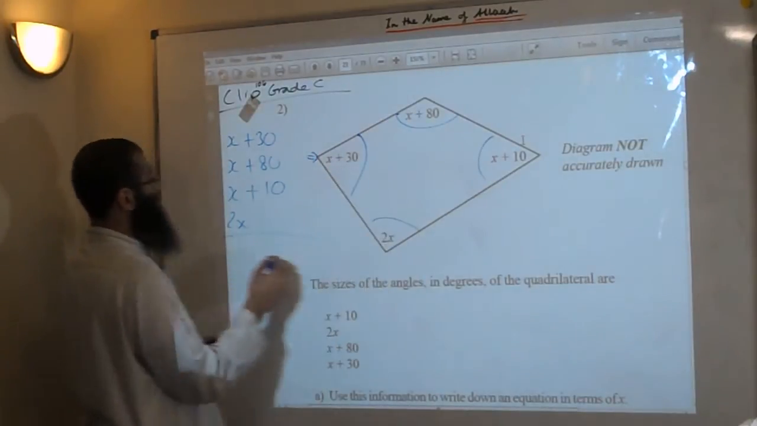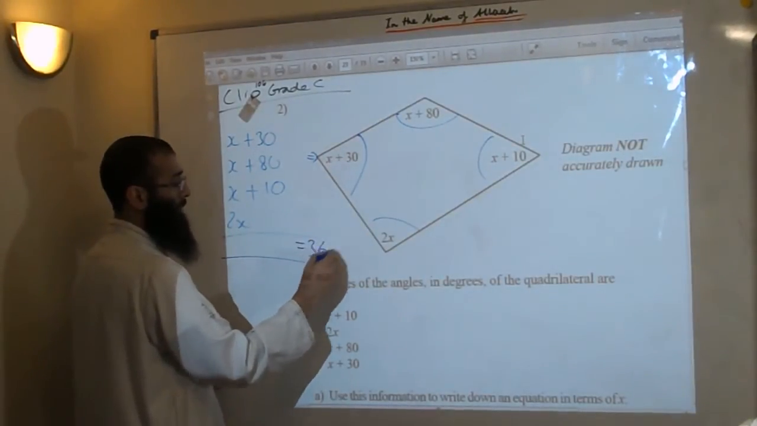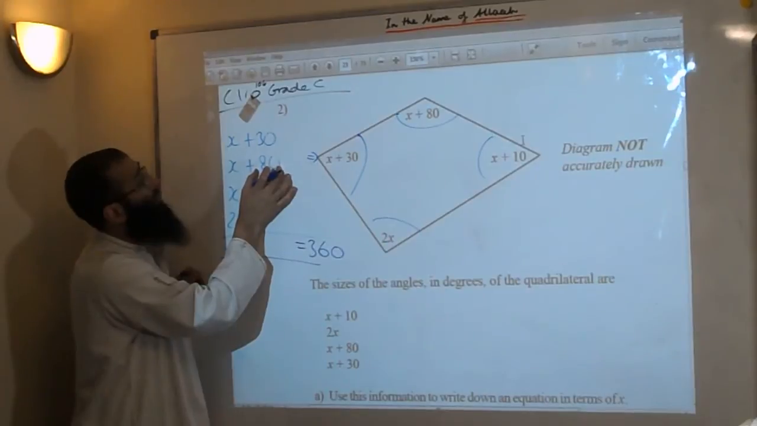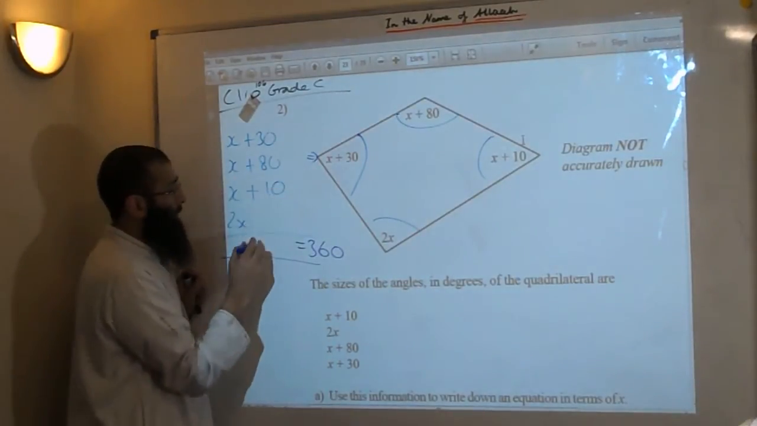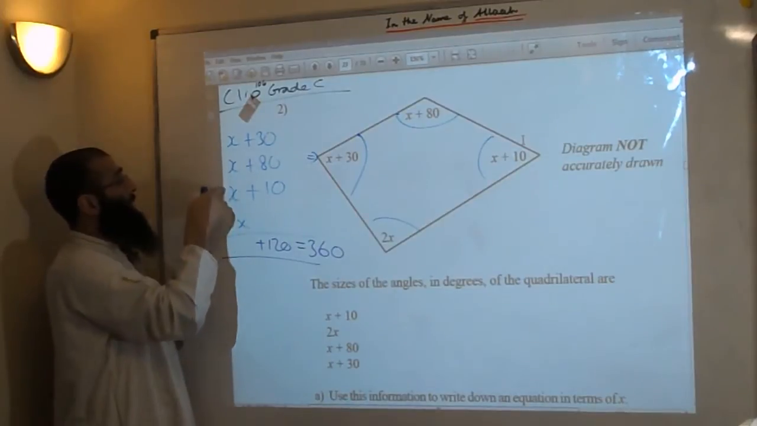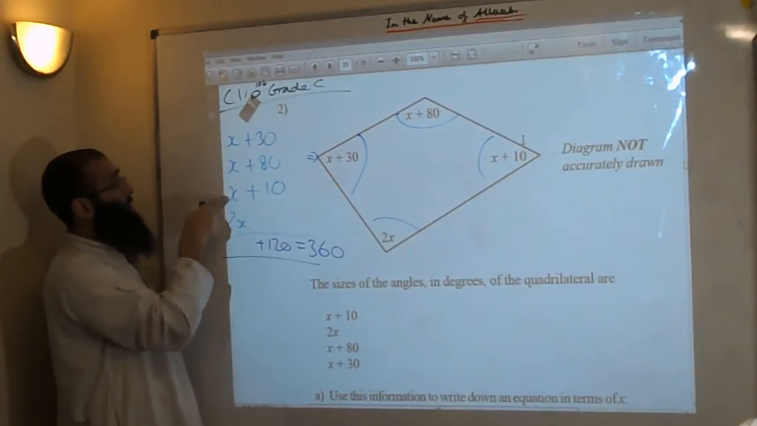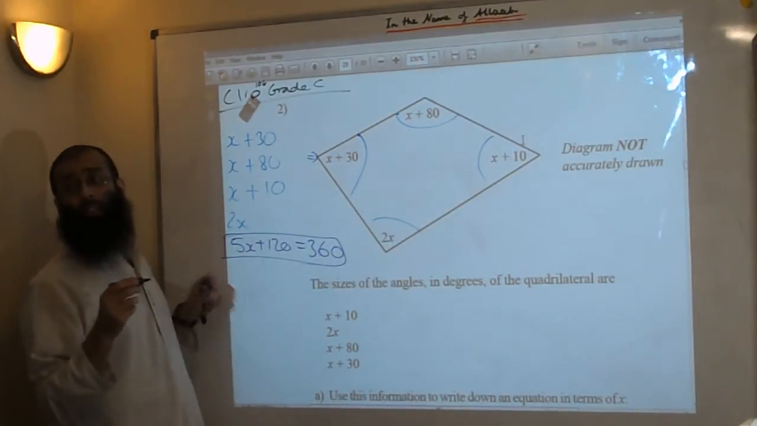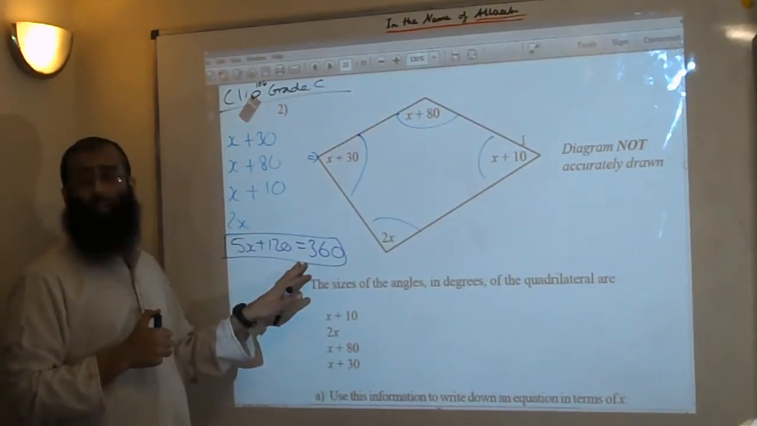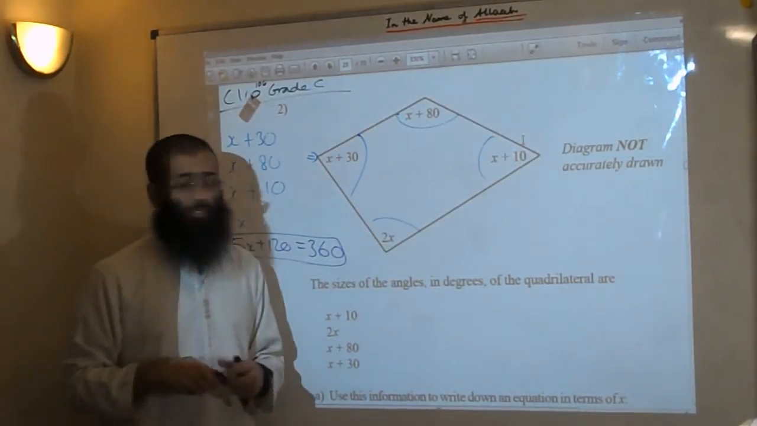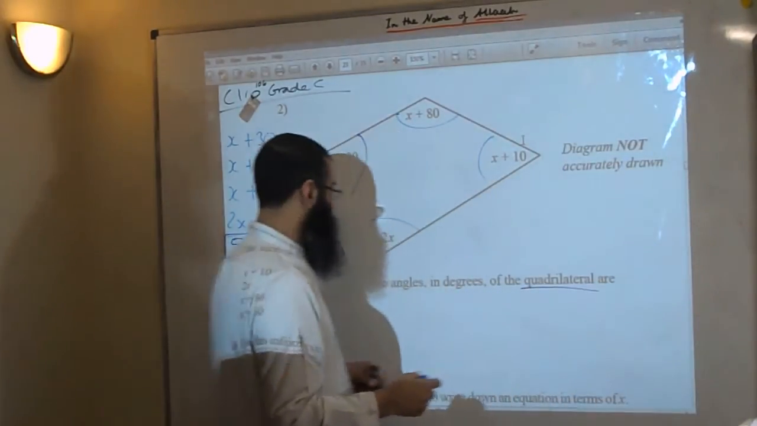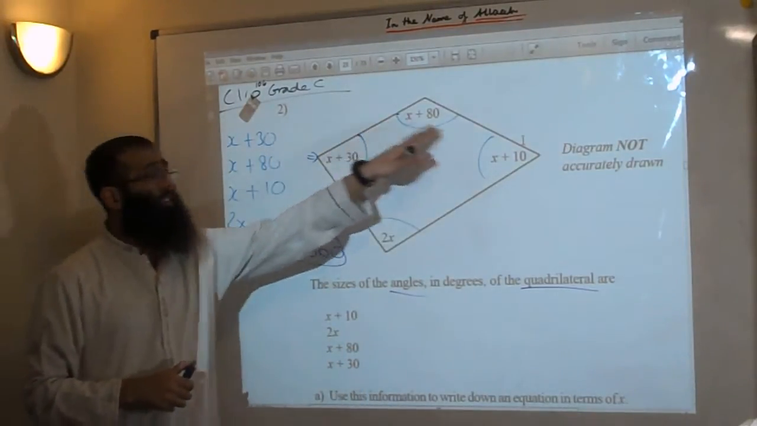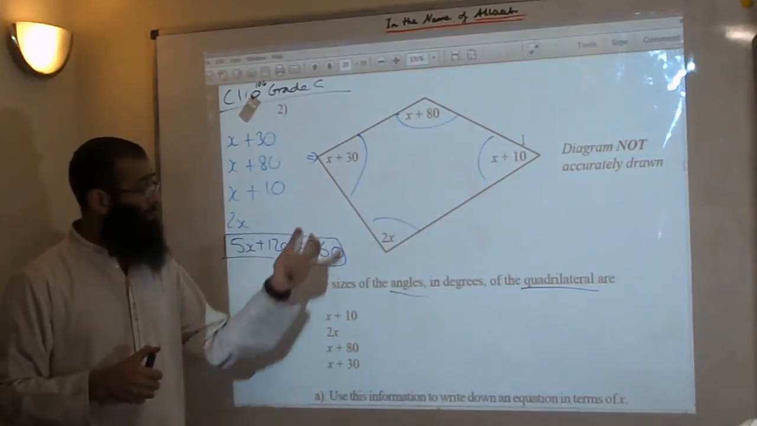Okay, and when we add all of these up, they're going to give us a total of 360. So 30 add 80 is 110, add another 10 will give us 120. x add x add x add 2x will give us 5x. So this here is not an expression, it is an equation because it involves an equal 360. They didn't tell you it's equal to 360, but they mentioned the word quadrilateral and the word angles, and you should know the internal angles of a quadrilateral add to 360 for the 4-sided shape.